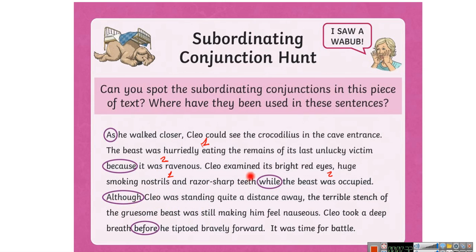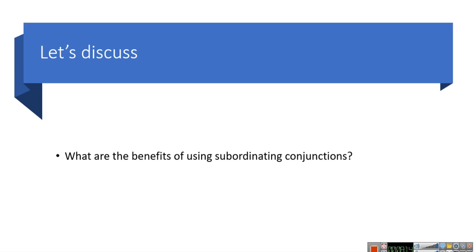So, okay, I have this, but I also want to take something else. So I'm probably going to talk about a contrast. So, although Cleo was standing quite a distance away, the terrible, strange, or gruesome beast was still making him feel nauseous. Cleo took a deep breath before. Again, we have number 1 and number 2. These are independent clauses, because each of them have a subject. It was time for battle. Okay. The reason we're doing this is because I want you to note what are the subordinating conjunctions. Now let's talk about that.